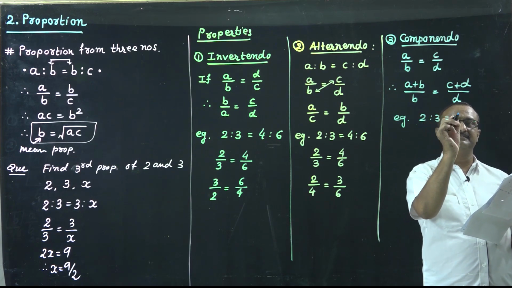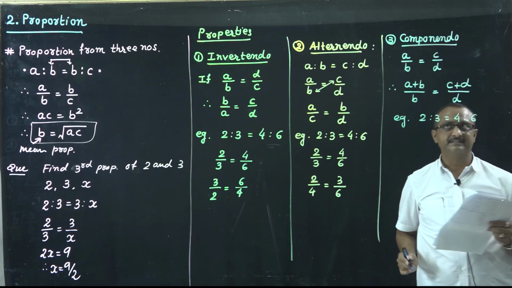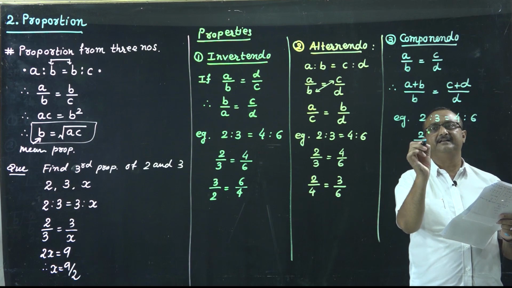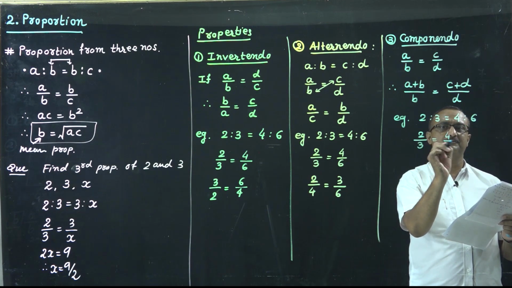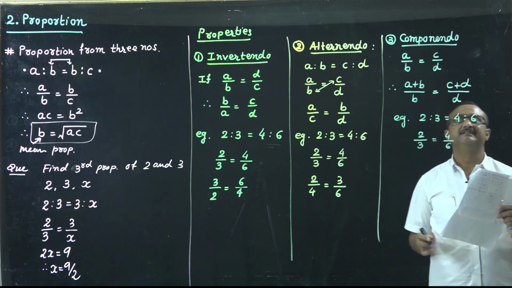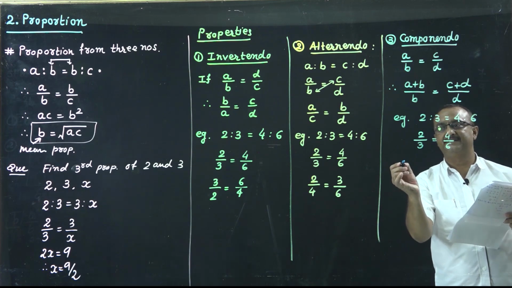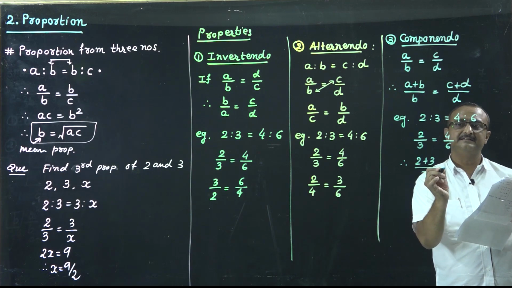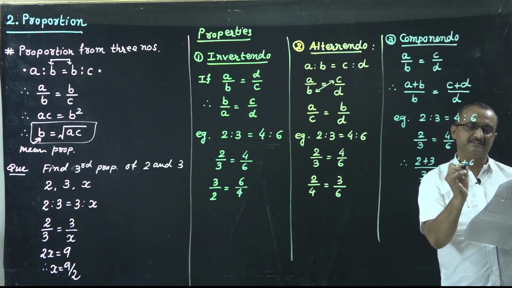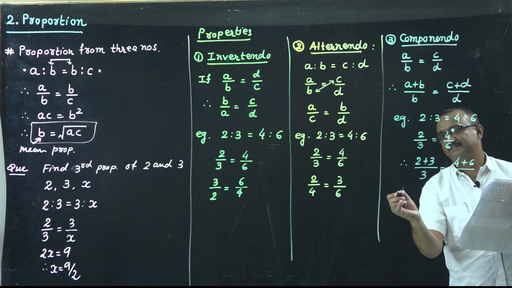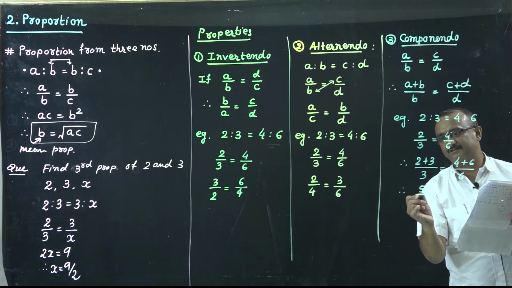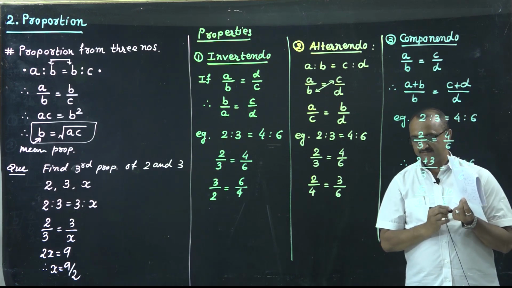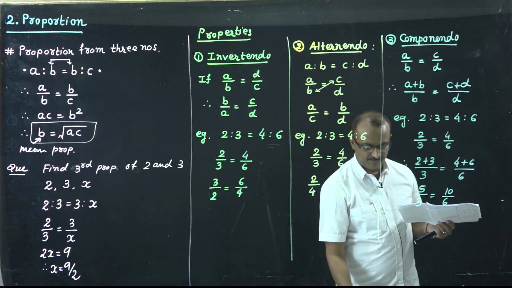2:3 is equal to 4:6 is given. By using this property, we can write 2/3 is equal to 4/6. Now we are applying our property componendo. We can write 2 plus 3 upon 3 is equal to 4 plus 6 upon 6. Then it is equal to 5/3 equal to 10/6. Answer will be equal.